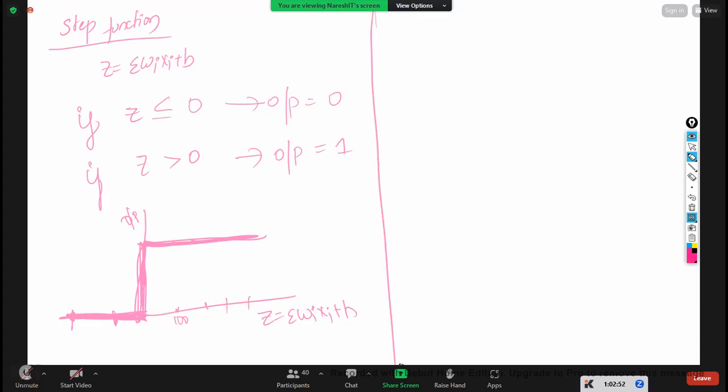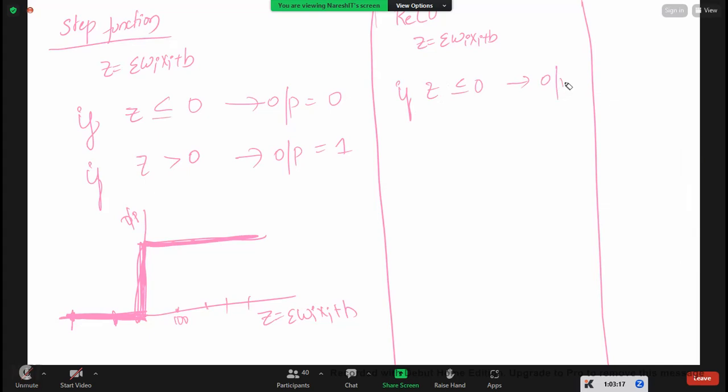Now, the second activation function, the next one: ReLU. Z is equal to sigma wi xi plus b, calculated the same. In ReLU, if Z is less than or equal to 0, the output is 0. If the Z value is greater than 0, the output is the Z value. In the step function the output was 1; here the output is equal to Z. For negative values, no difference. Only for the positive values, instead of considering 1, they have considered the original value as it is.